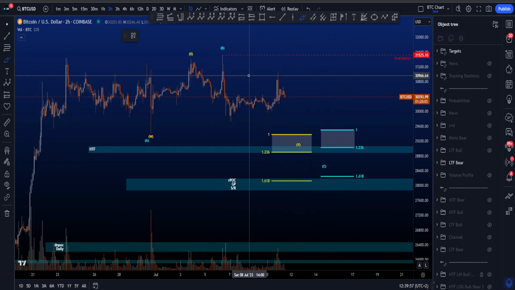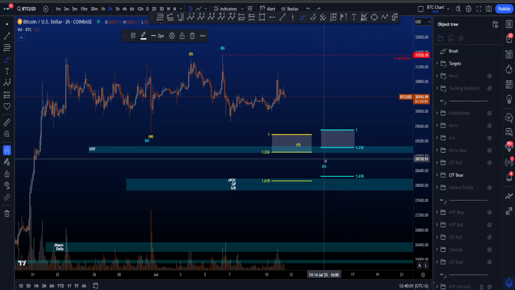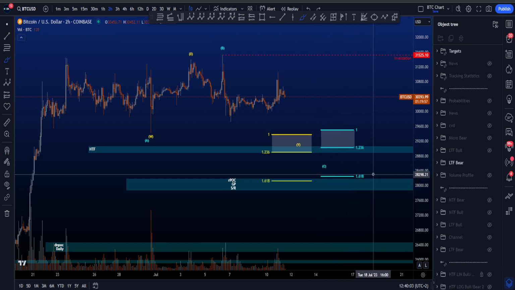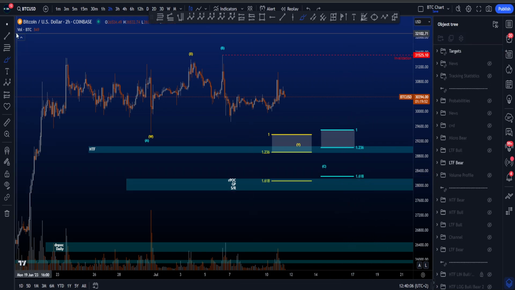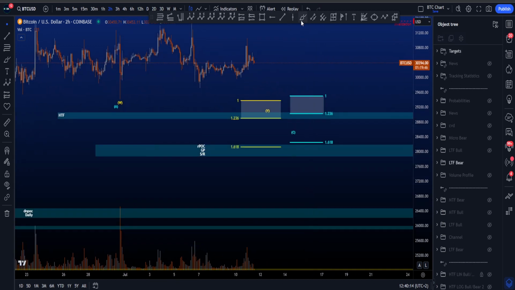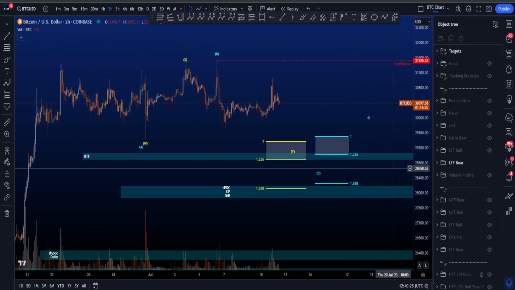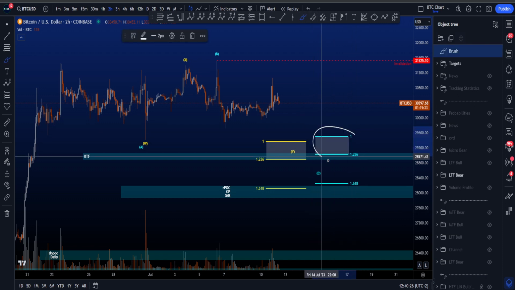However, if in some way this becomes an extended impulsive structure in a wave C, we do have to think about deeper structures. The 1.618 is also one of those targets, hovering just above that support area that we have with the point of control and the golden pocket between 27.8k and 28.2k. If this doesn't hold, the next area of interest for me is going to be all the way down here between 26.2k and 26.5k.